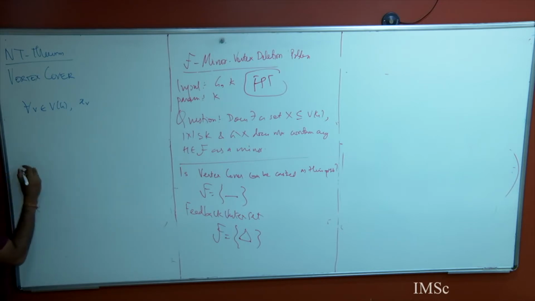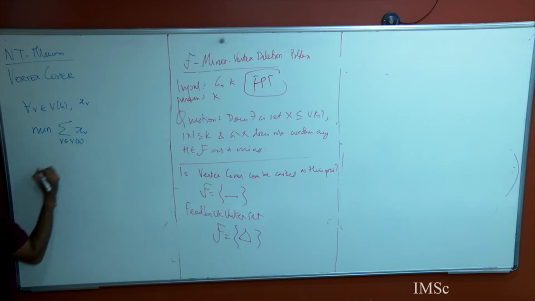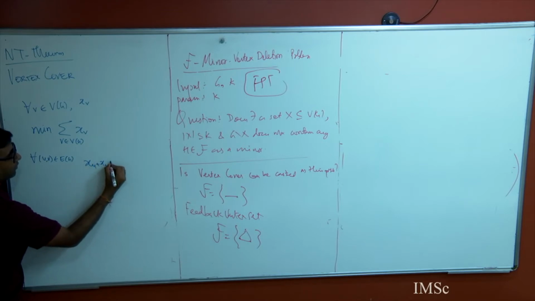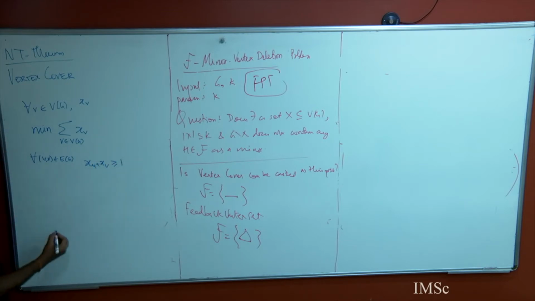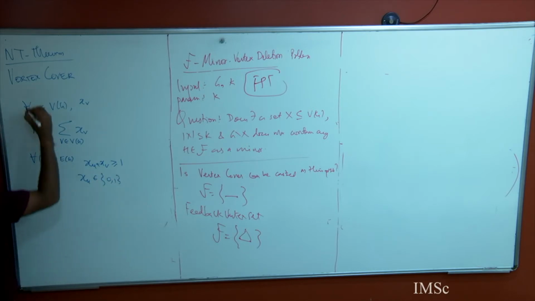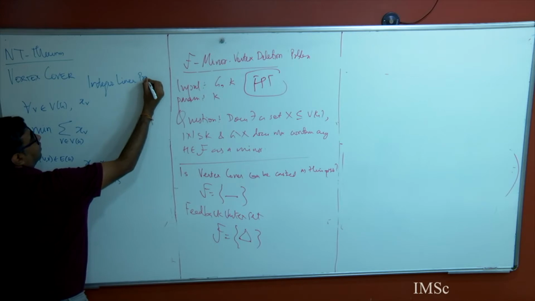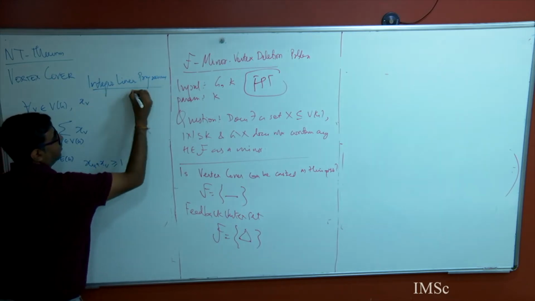Hall's theorem. So what do we do? We minimize the summation of x_v, v in V(G). And what are our constraints? I assume that you have seen all these things, which is why I'm not defining what linear programming is. For every edge uv in E(G), we have the constraint x_u plus x_v is greater than or equal to 1, and x_u is in {0, 1}. This is what I will call the integer linear programming, ILP.